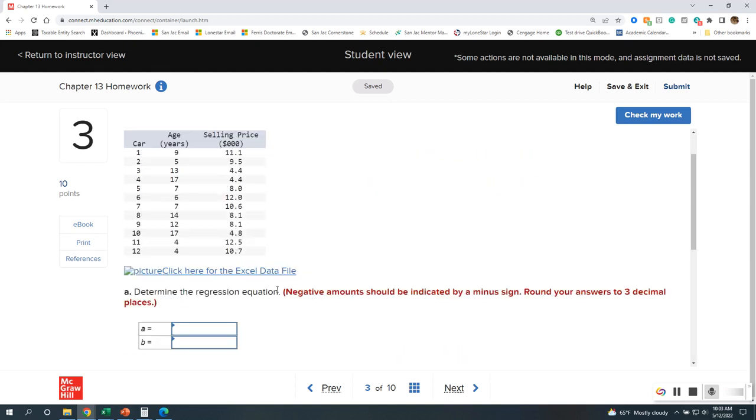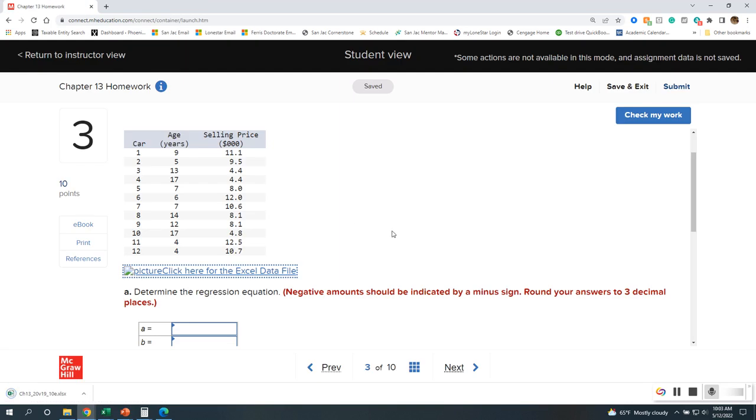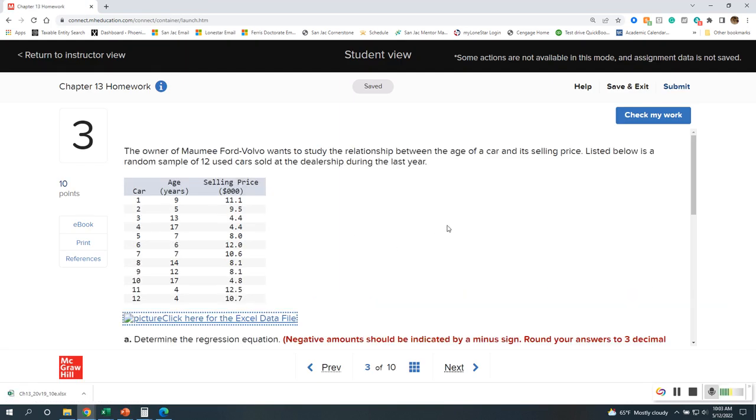Alright, here we go again. Might as well show y'all one more time. So, the owner of, we're going to go with that, Ford Volvo, wants to study the relationship between the age of the car and its selling price. Okay, those are our 2 items. Listed below is the random sample of 12 used cars sold at the dealership during the last year.